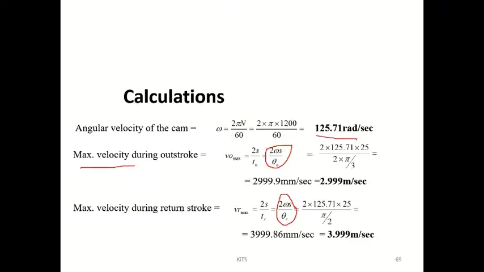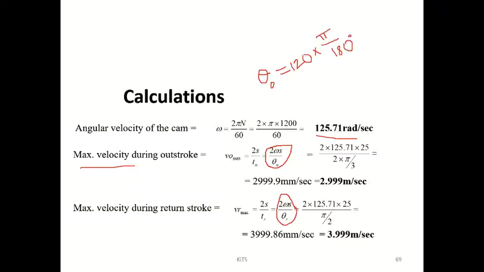See, we got the value 25.71. For 1200 rpm, 2 pi n by 60 gives 25.71. Then the theta value. Theta value is 120 degrees for the outstroke. For outstroke, put O here. Outstroke is 120 degrees, but you have to convert it into radians. So 120 into pi by 180.